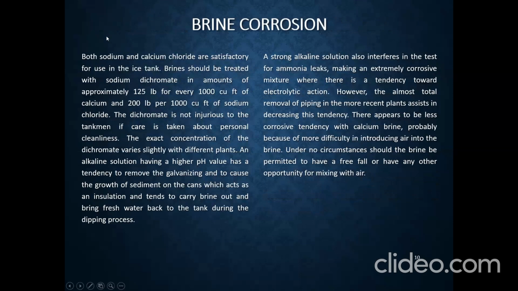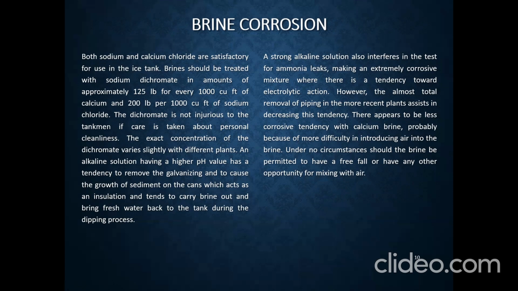Next, brine corrosion. Both sodium and calcium chloride are satisfactory for use in the ice tank. Brine should be treated with sodium dichromate in amounts of approximately 125 pounds for every 1,000 cubic feet of calcium chloride and 200 pounds per 1,000 cubic feet of sodium chloride. The dichromate is not injurious to the tankman if care is taken about personal cleanliness. The exact concentration of the dichromate varies slightly with different plants.